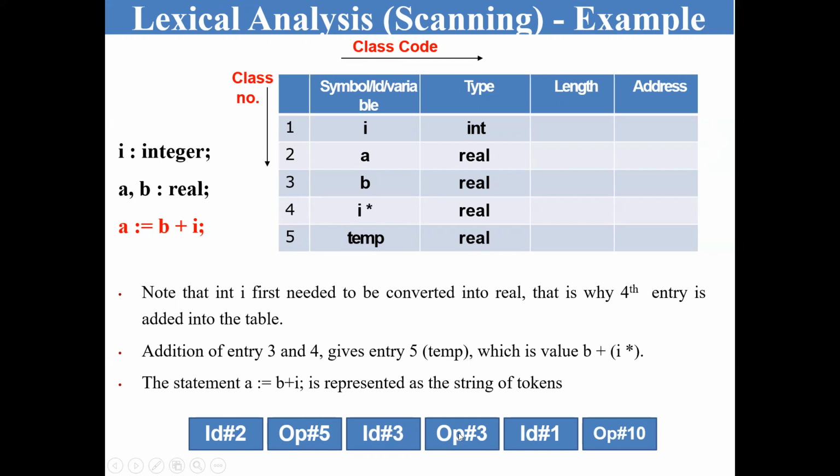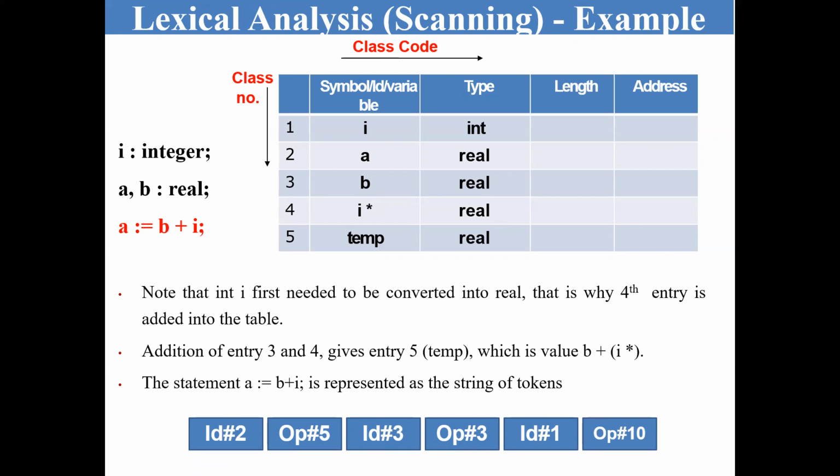Now next one is the plus. It is an operator, so write OP and check your operator table. Here 3 indicates that the number for plus is 3. Next one is I. I is an identifier, hash, and the number for I is 1. And last is the semicolon, it is an operator and the number is 10. So these numbers are serial numbers in your table.